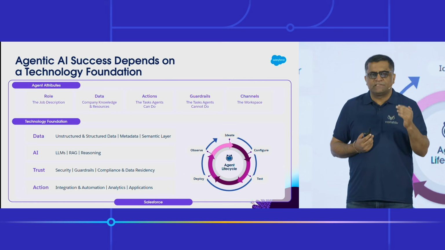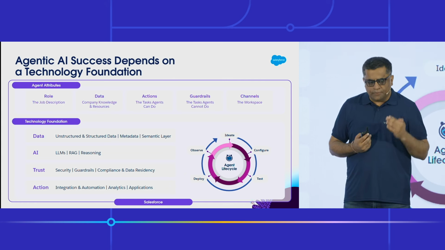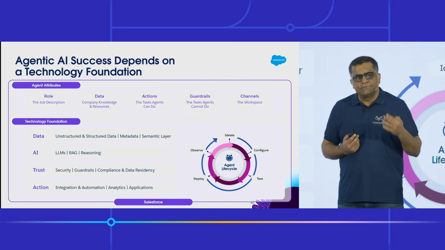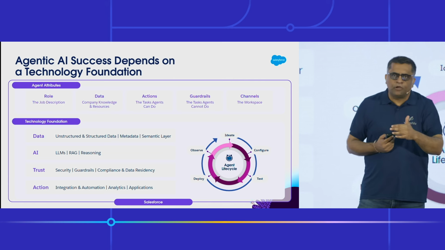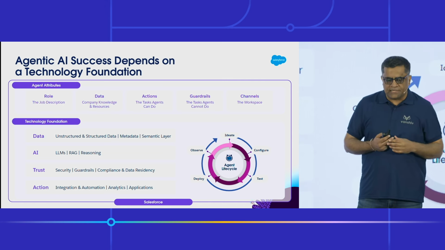Again, role, what is the job description? What is the agent supposed to do? Data, what is the knowledge and resources it relies on? Actions, what can the agent do? Guardrails, what it should not do? And then the channels, which is the workspace or the play area for the agent. All of this on top, and obviously on the bottom, you have what we call the Salesforce core layer, which is data, AI, trust, and action.